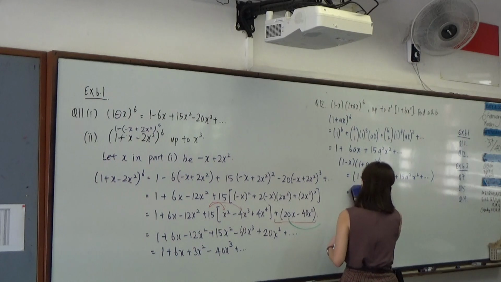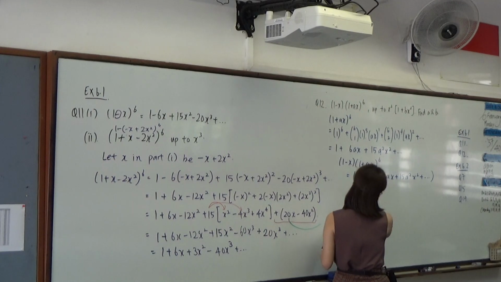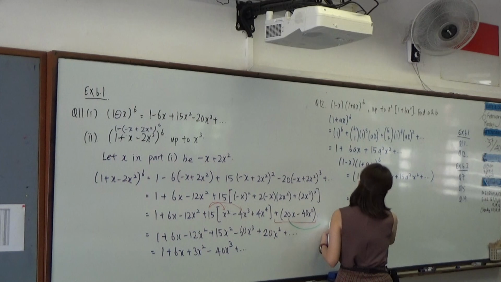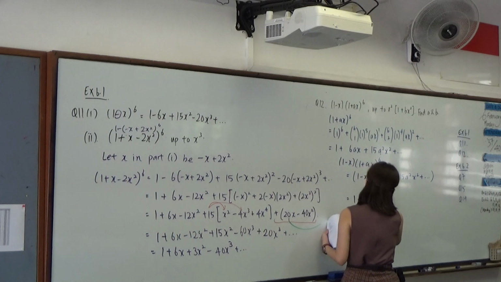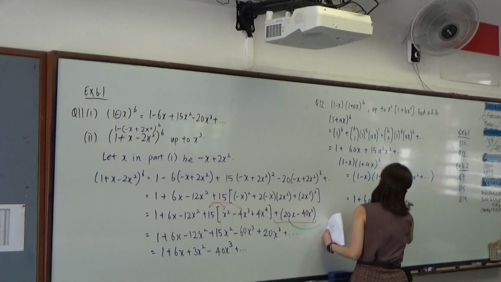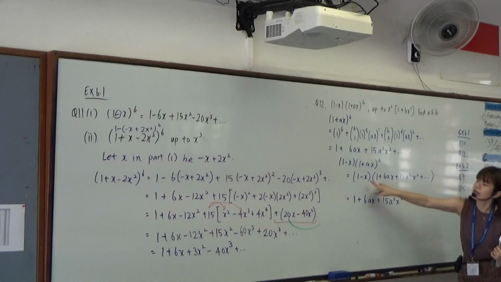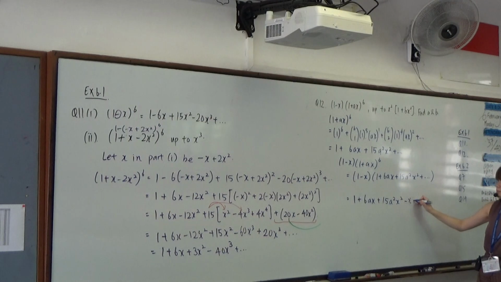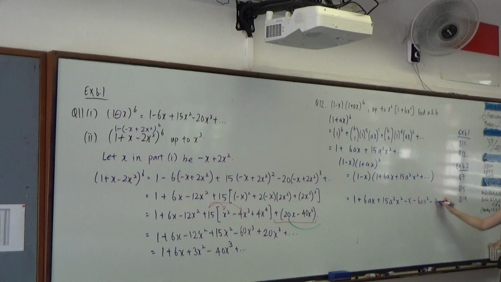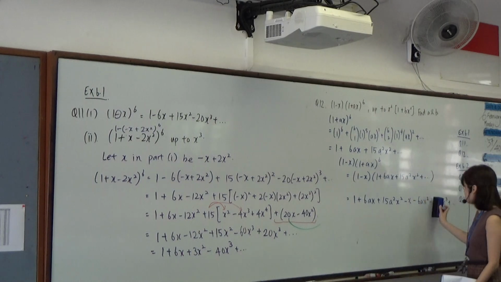Okay, so what we'll do is 1 times 1, 1 times 6ax, then 1 times 15a squared x squared. Then followed by negative x times 1, negative 6a x squared, negative 15a squared x cubed. But this x cubed, we actually don't need it, so it's fine if you drop it.